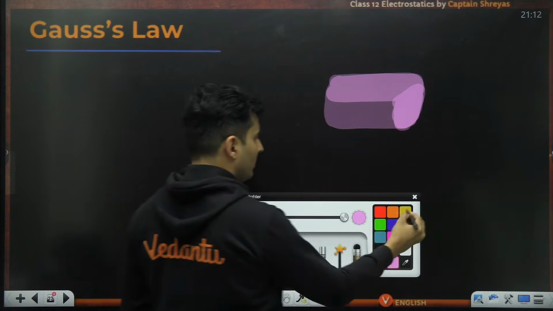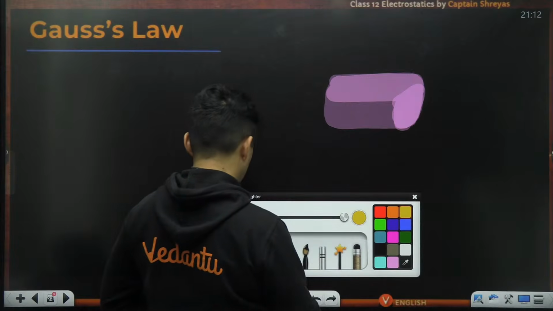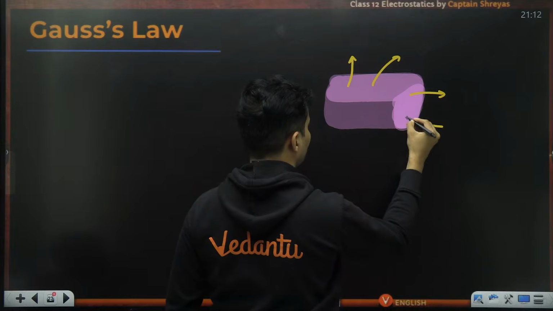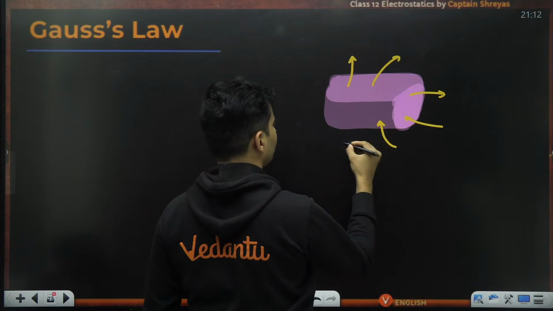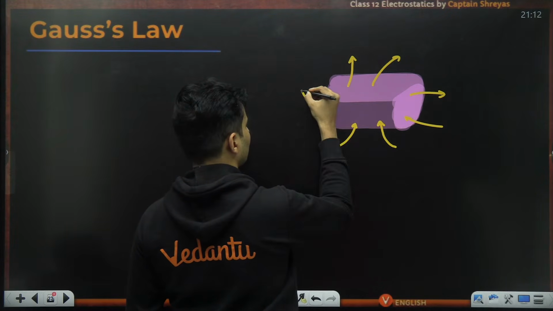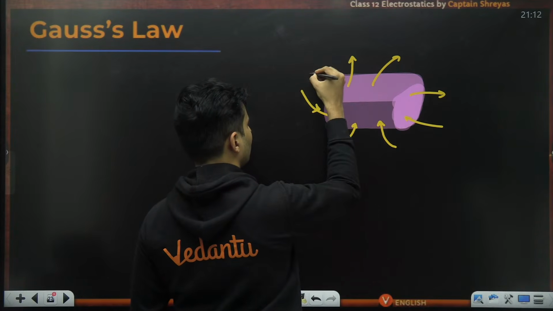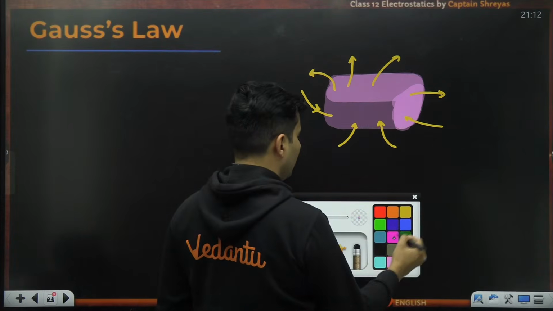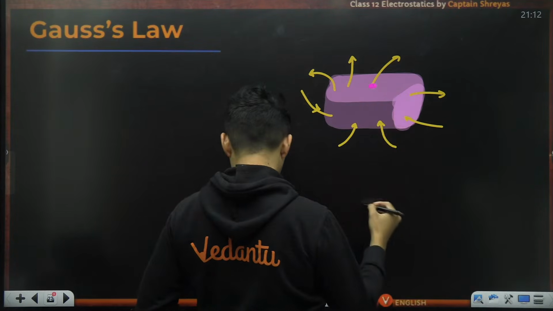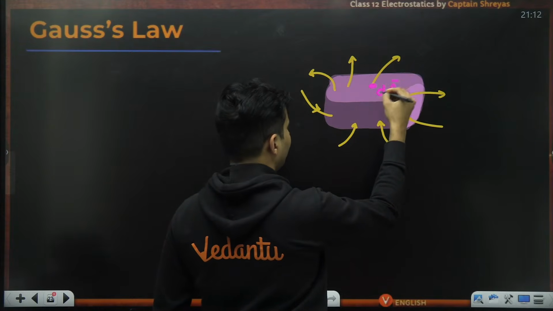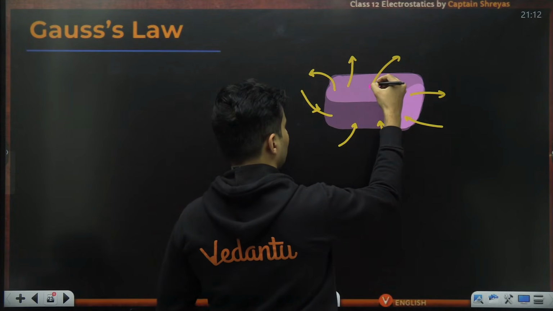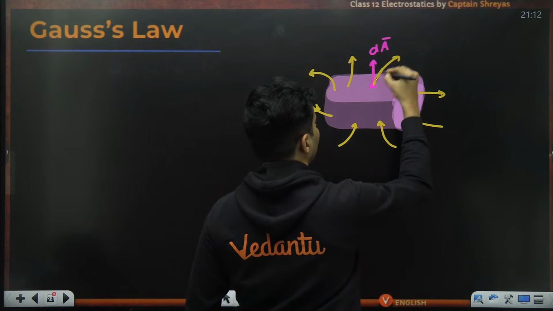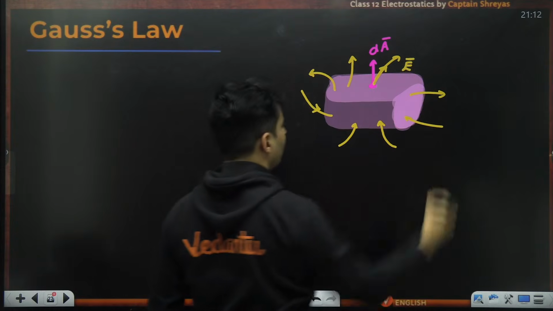Okay. So for example, these are our field lines, maybe like this. Maybe some are going in, who knows? Something like this. These are the field lines, and at any random place, you have our dA vector, our small area vector, and we have our electric field at that particular place.